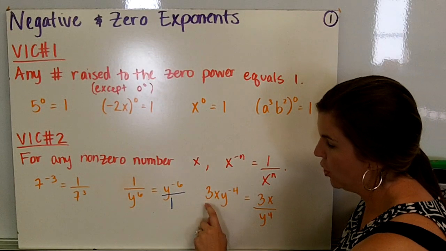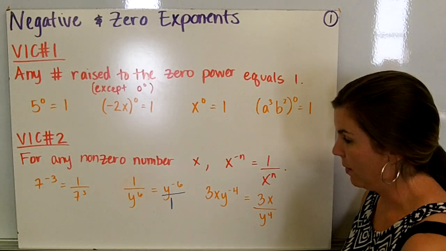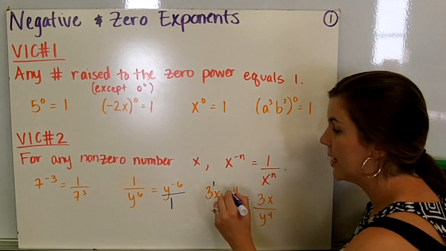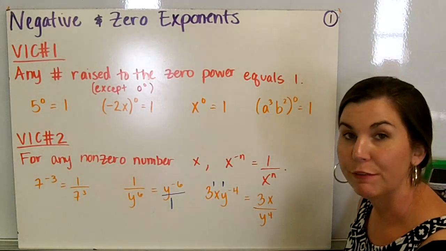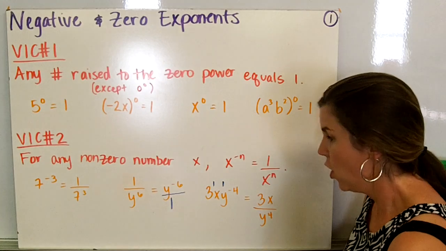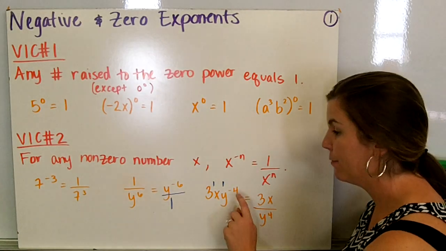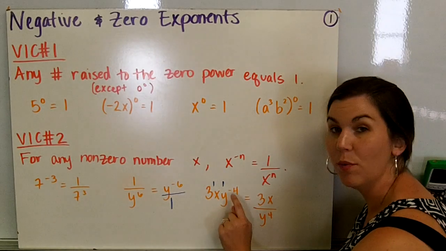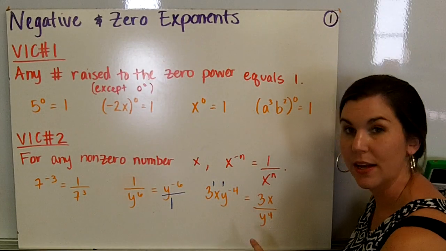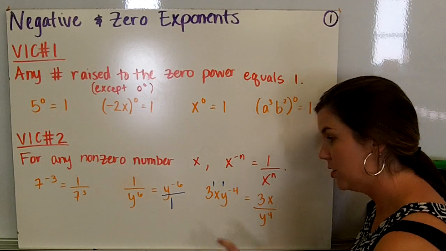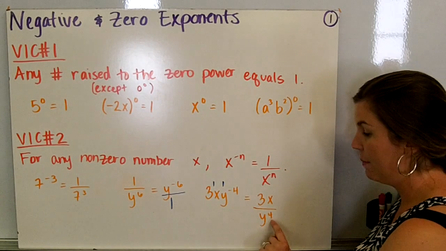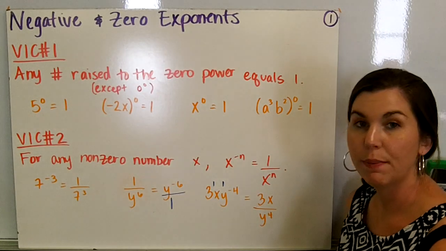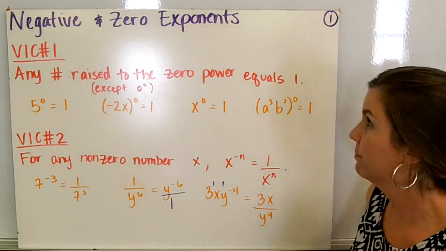And another example, 3x y to the negative 4th power. The 3 has a positive exponent. It's a 1. The x has a positive exponent. It's a 1. Remember, if you don't see the exponent, it's a 1. Y has a negative exponent. Negative 4 is the exponent. The only part that's going to move is the part with the negative exponent. This y to the negative 4th, it's in the top, so it's going to move to the denominator and become positive 4. The 3 and the x will both remain where they are. The only part that moves is the negative part.